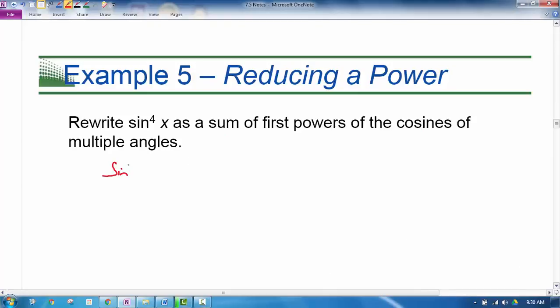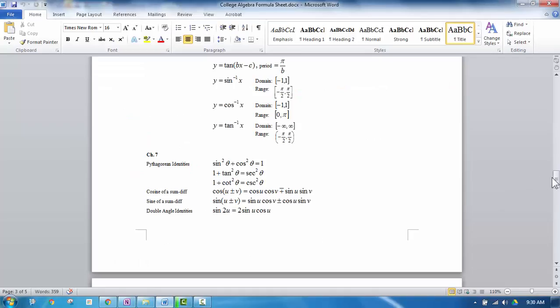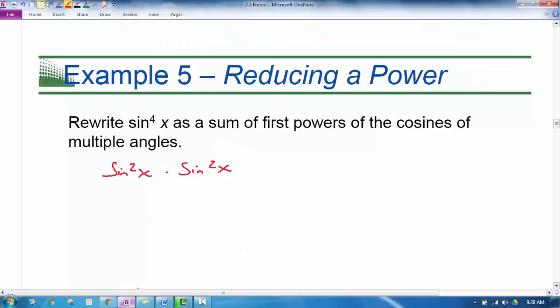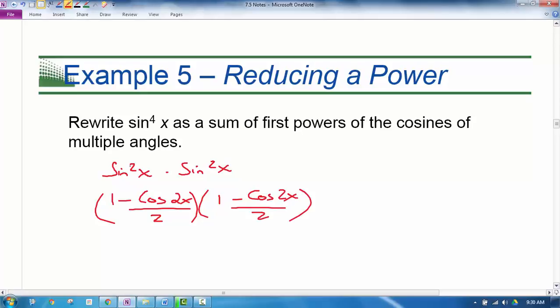So we'll change this into sine squared of x times sine squared of x, and the reason being that on our formula sheet we have formulas for the sine squared of x where it reduces it. Okay, so we can rewrite that as 1 minus cosine of 2x over 2. So we'll do 1 minus cosine of 2x over 2, and then 1 minus cosine of 2x over 2. So now we don't have this power anymore, but we do have a cosine of a multiple angle here, which is fine. So we can simplify this a little bit by FOILing.